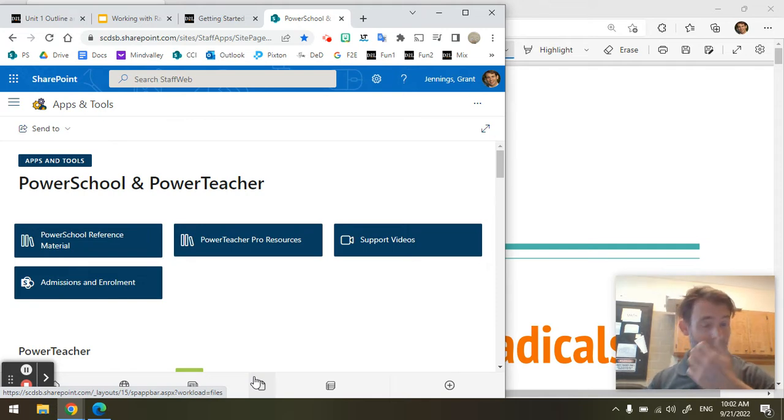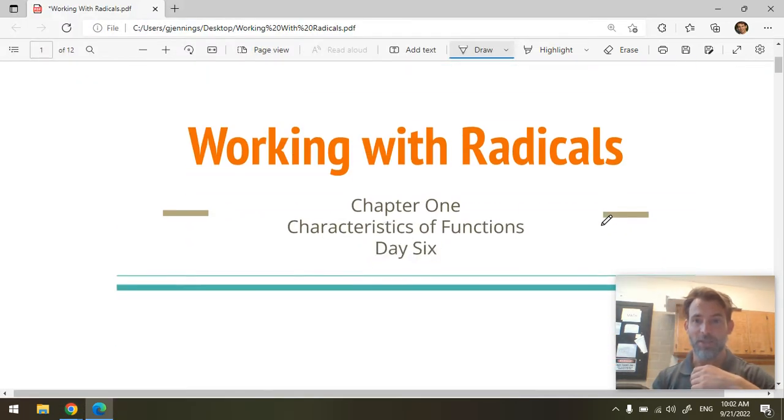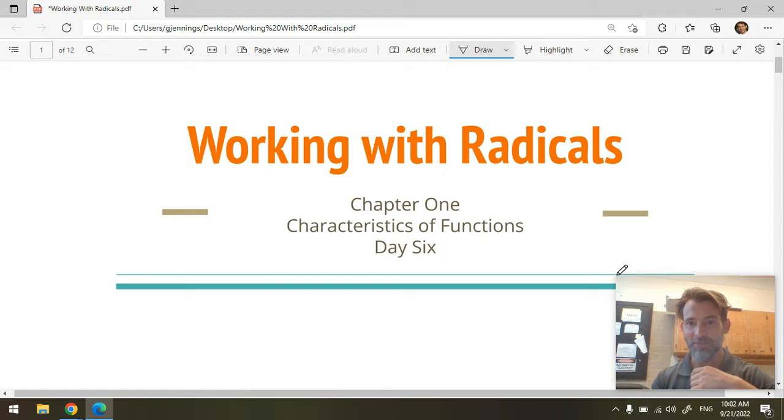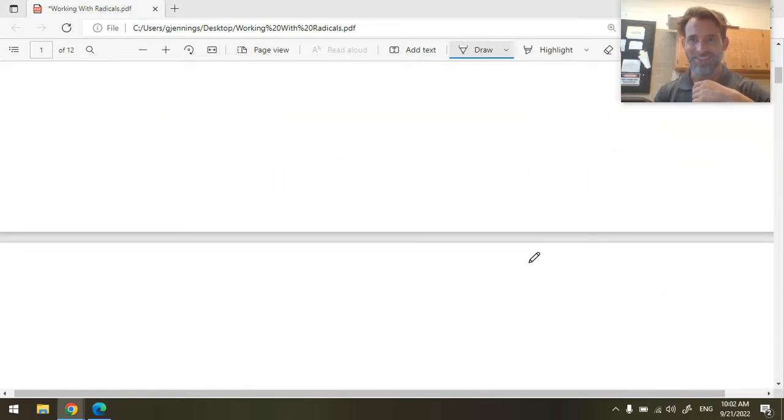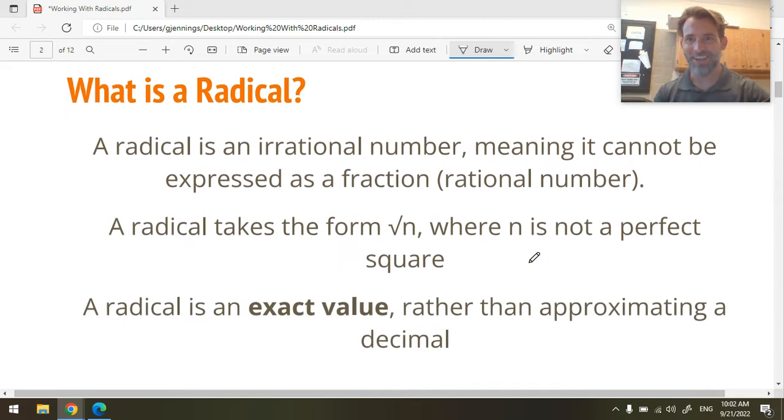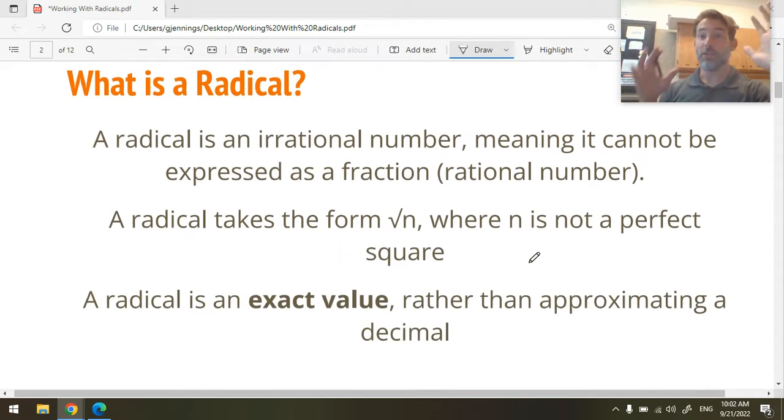So let's take a look at a new skill that we're going to be developing this semester: working with radicals. All right, let's take a look. What the heck are they? Radicals are irrational numbers. There's no way to express them as fractions, and there's no way to express them as a decimal that stops or ever repeats. They're just random decimally things.